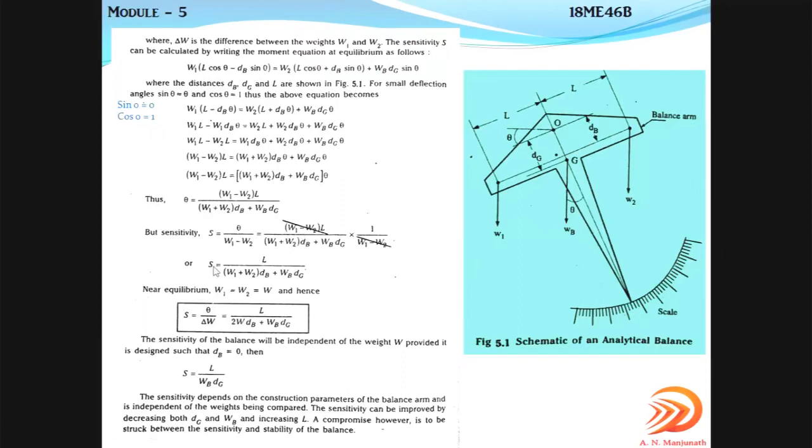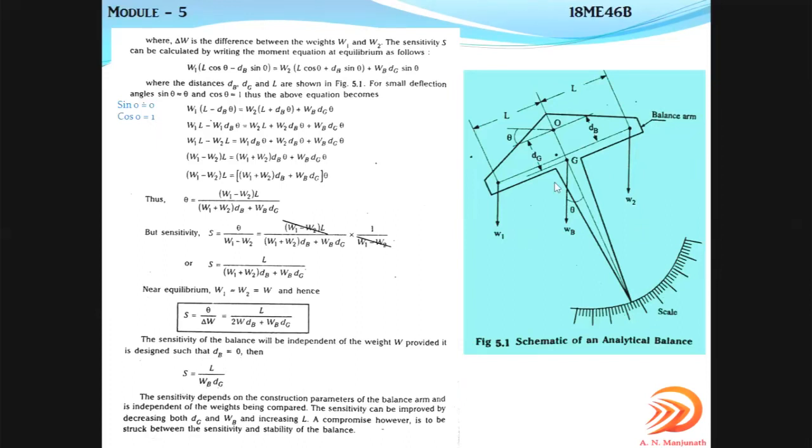So finally, the sensitivity value will be equal to L divided by 2 times the weight W into d suffix b plus WB dG. So the sensitivity of the balance will be independent of the weight. Independent of the weight which is being added onto this analytical balance, the sensitivity of this instrument is independent. So for that reason, this d suffix b will be equal to 0, which if we substitute into this equation, the final sensitivity equation will become L by WB dG.